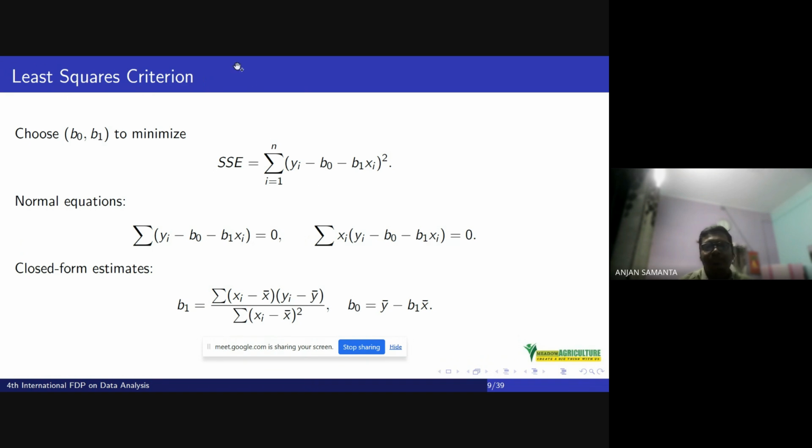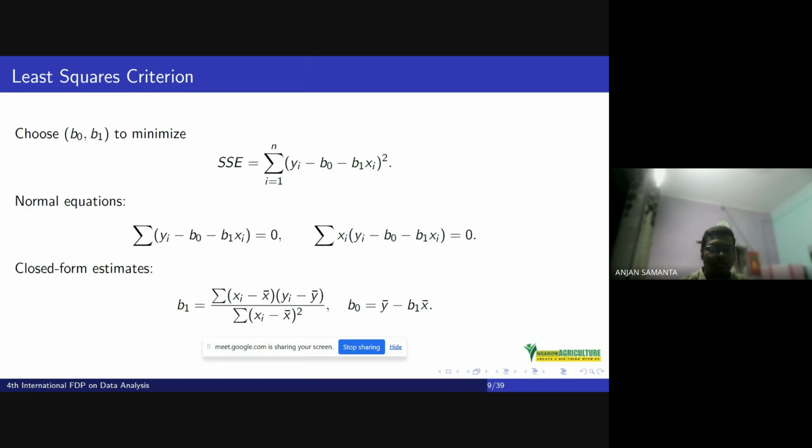Sarah has explained the least square criteria. In that, I will try to define two quantities. One is called SSE, the full form is sum of square of error. What is sum of square of error? Here yi is the original response value, and b0 plus b1 xi is the predicted response value. Original minus predicted, if you take the square and then the sum, this is the sum of square of error terms. That is why it is defined as SSE.